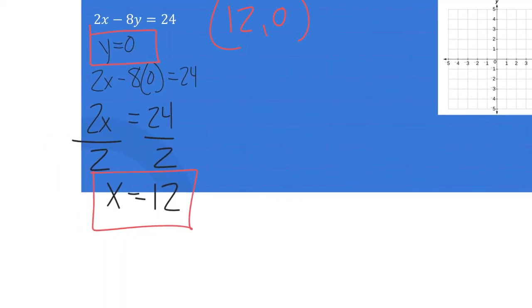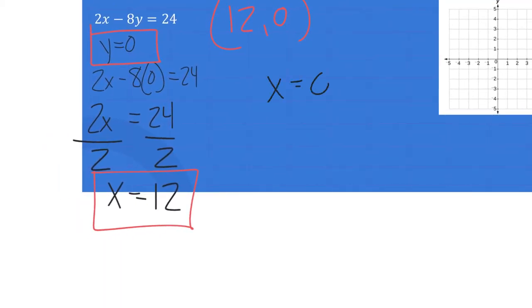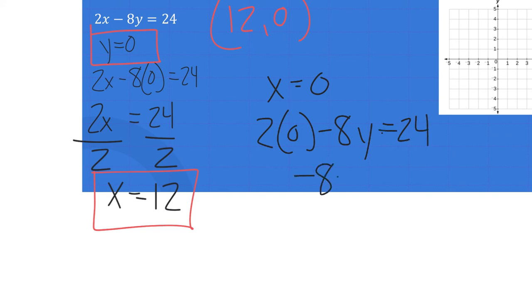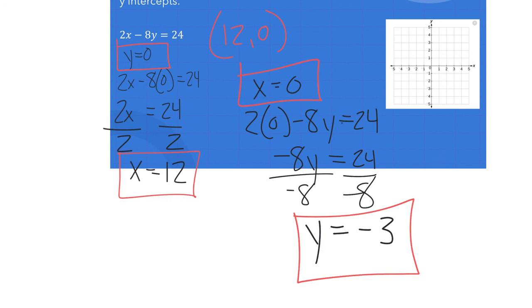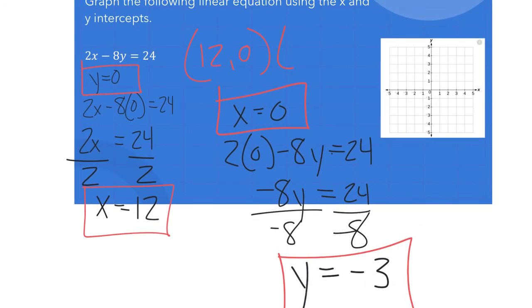And then now let's replace x; x is going to equal 0. So I have 2 times 0 minus 8y, and we're going to solve for y. 2 times 0 is nothing, so we bring down the negative 8y equals 24. Divide by negative 8, divide by negative 8. y equals negative 3. So our next point is 0, negative 3. All right, now from there, let's go graph our points.